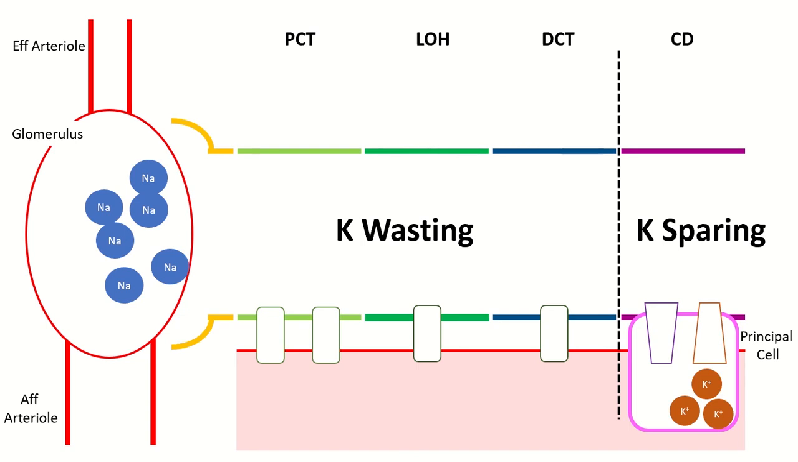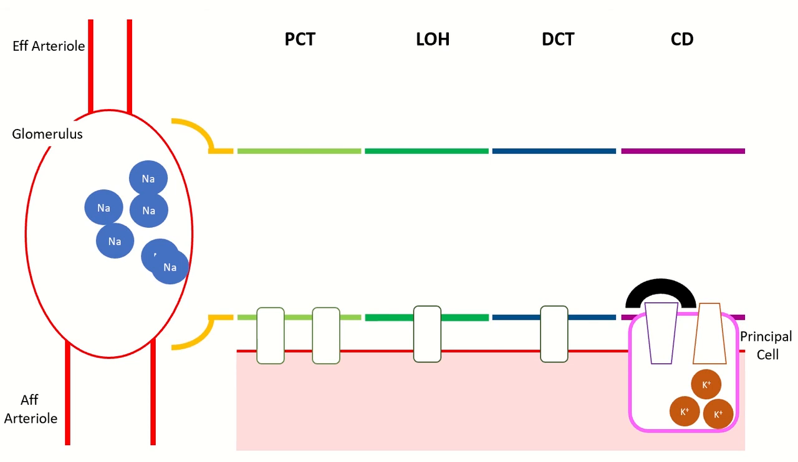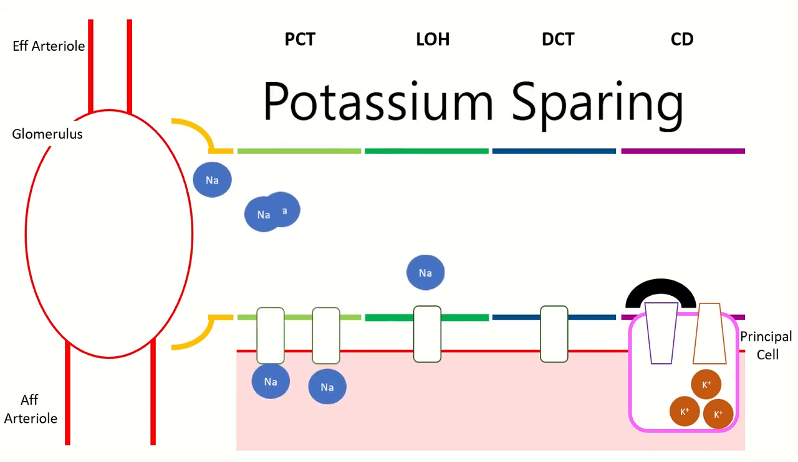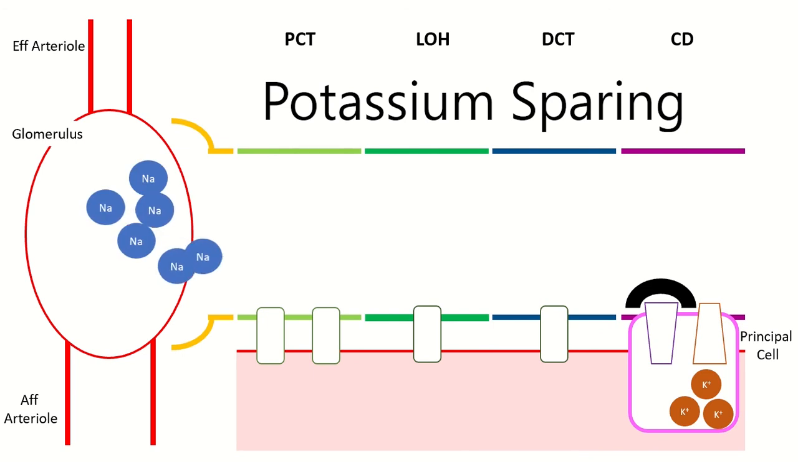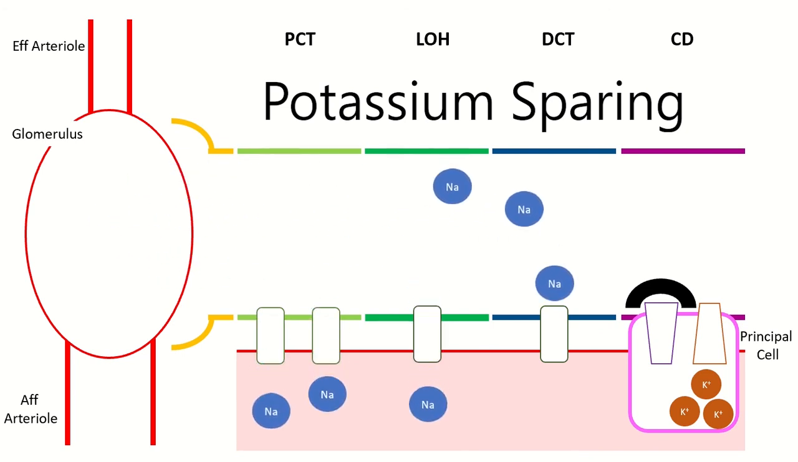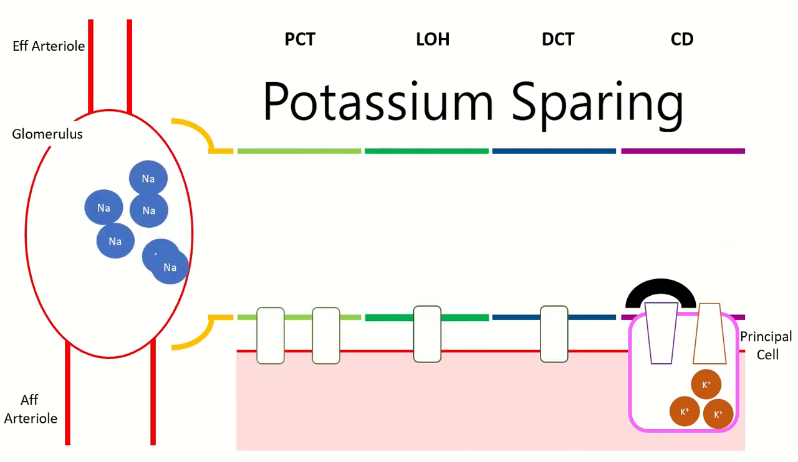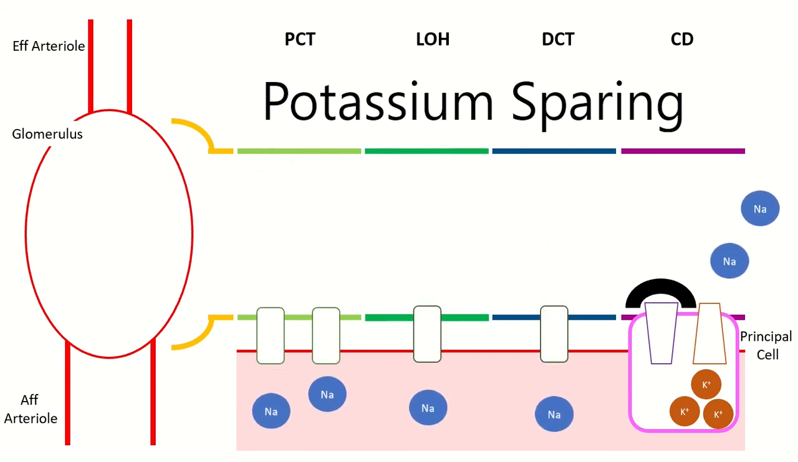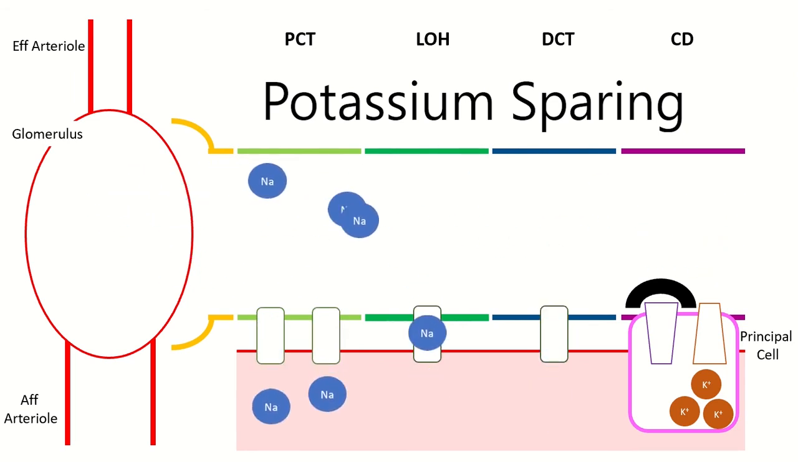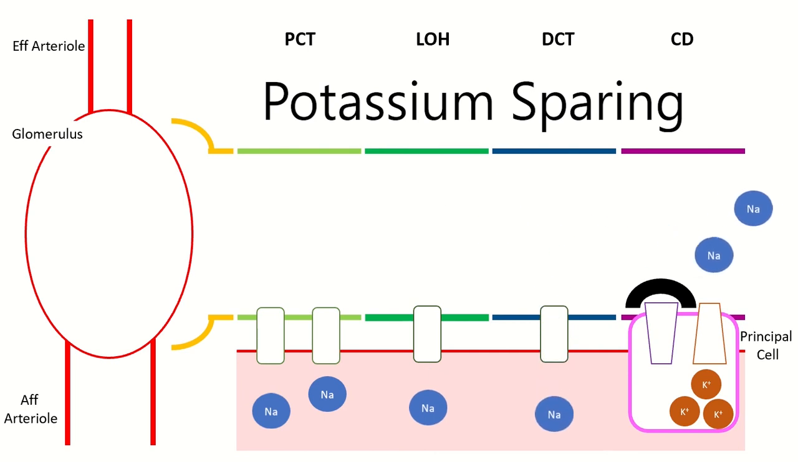So by that logic, if the diuretic blocks the ENaC channel in the collecting duct, then it's a potassium sparing diuretic. Here we have a potassium sparing diuretic. Once again, the key is the relationship between the ENaC and potassium channel. If the ENaC channel is blocked and less sodium enters the principal cells, then there will be less of an electrical force causing the potassium to be excreted into the urine. So really, you can think of potassium sparing diuretics as potassium retaining diuretics.